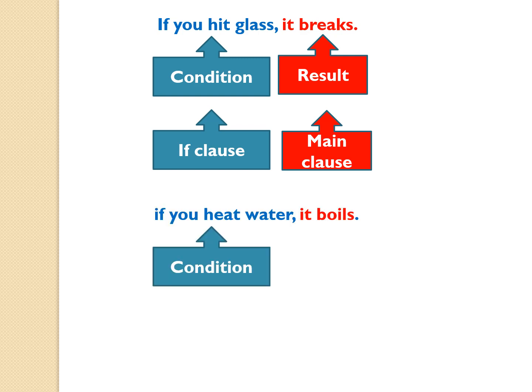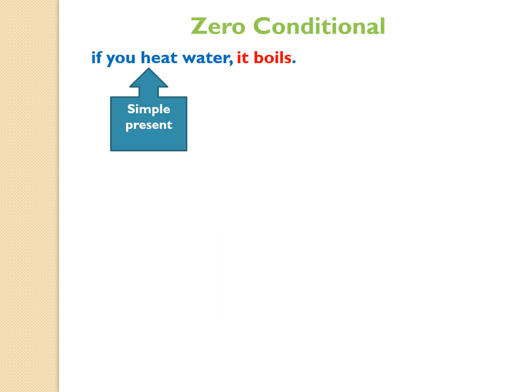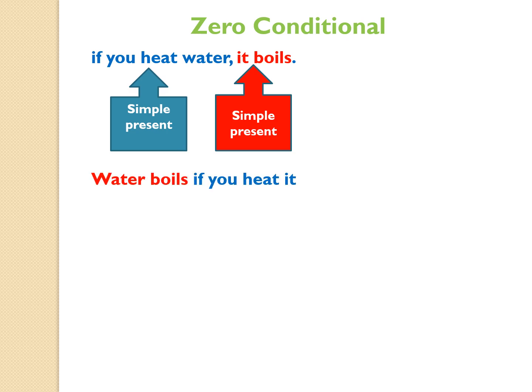If you heat water is the condition. It boils is the result. Again, if you heat water is the if clause, it boils is the main clause. So the zero conditional has two parts. Both are in simple present. If you heat water is in the simple present. It boils is also in the simple present.